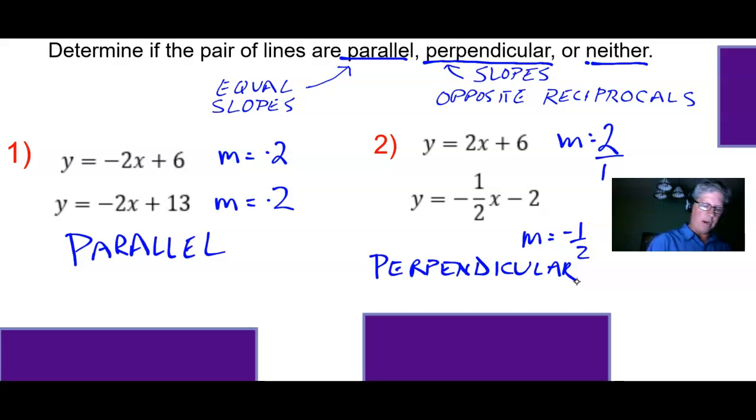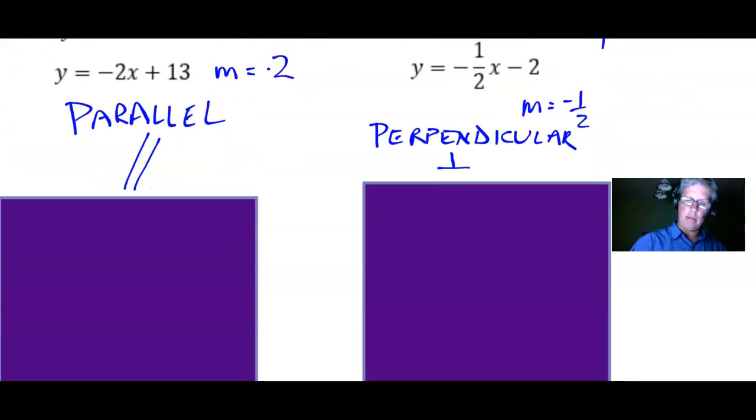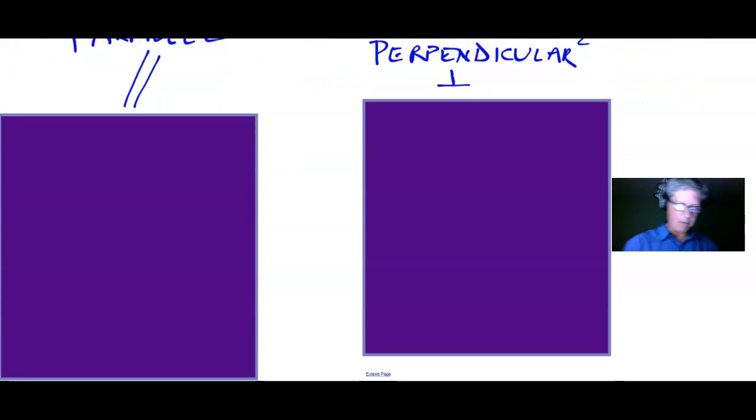The symbol for parallel is two vertical lines like that. The symbol for perpendicular is two little lines meeting at 90 degrees. All right, are they always this easy? Maybe. Let's check it out.